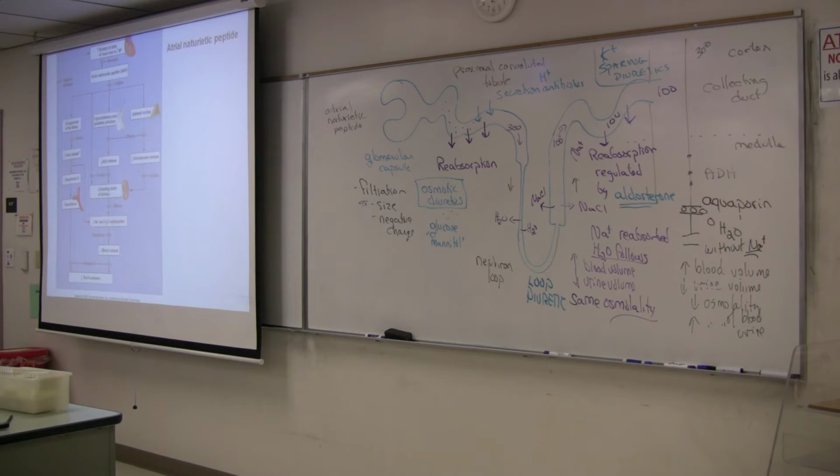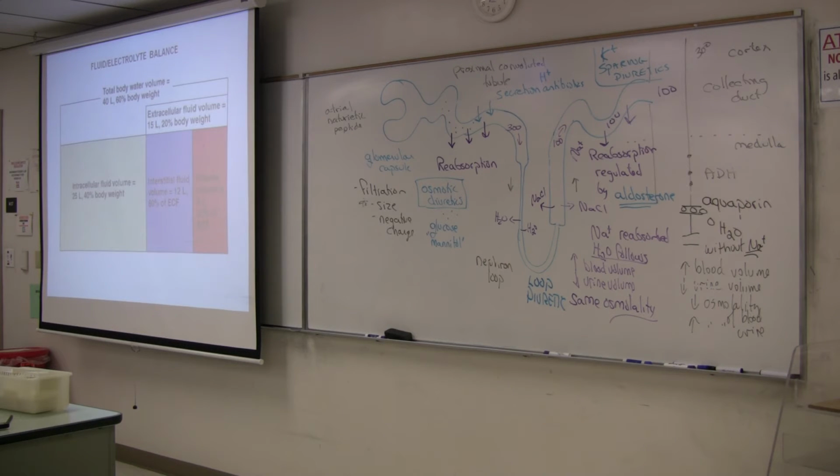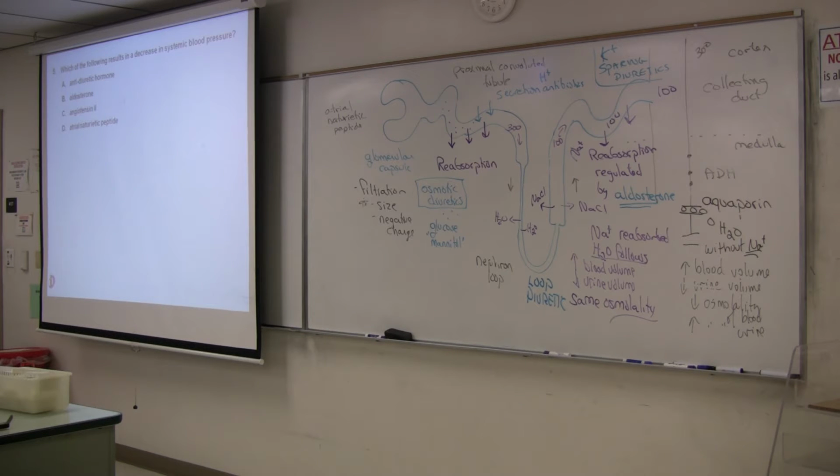All right, so let's see. Yeah, so we've talked about the hormones already. This was a question we saw when we talked about cardiac output. So which of these molecules, angiotensin isn't really a hormone, but which of the following result in a decrease in systemic blood pressure? Which one? D.